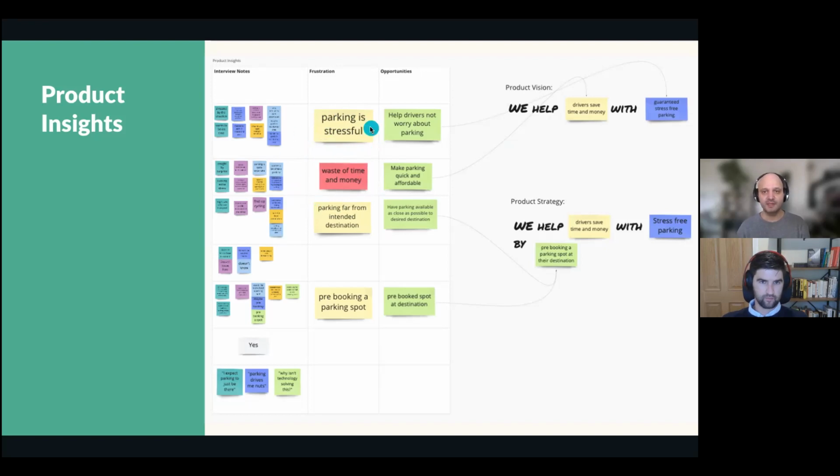I then turned this into possible business opportunities. So helping drivers not to worry about parking and making parking quick and affordable, and also the desire to pre-book a parking spot. This informed the building of the first product vision. We help drivers save time and money with guaranteed stress-free parking, and the first draft also of the possible product strategy. We help drivers save time and money with stress-free parking by pre-booking a parking spot at their destination.